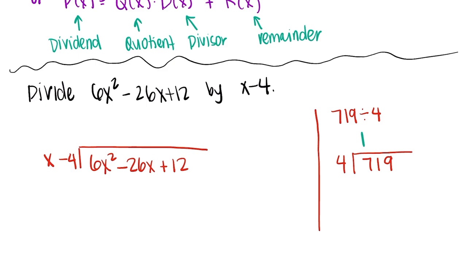So we're going to do the same kind of thing right here. We want to know how many times the x minus 4 goes into this 6x squared. Since it's not necessarily going to go in nicely, I'm going to look at just the x. We want the x to go into 6x squared. What do I have to multiply x by to get 6x squared? How would I turn this into this? By 6x.